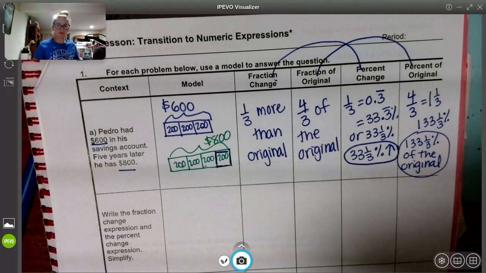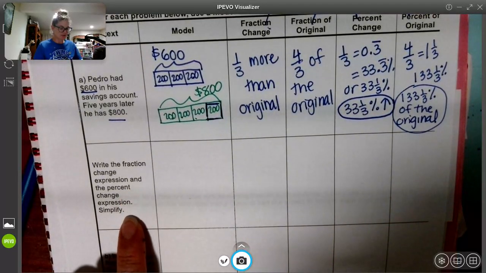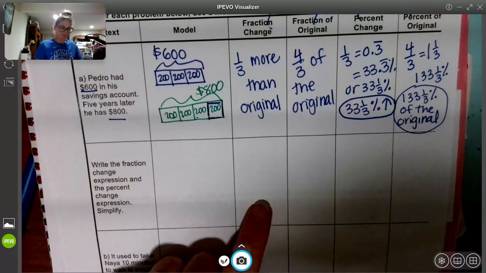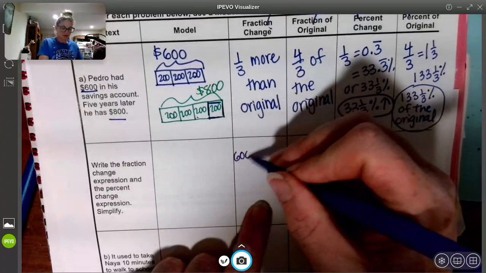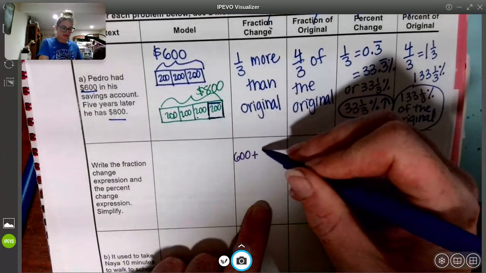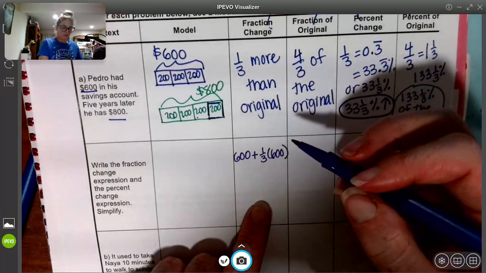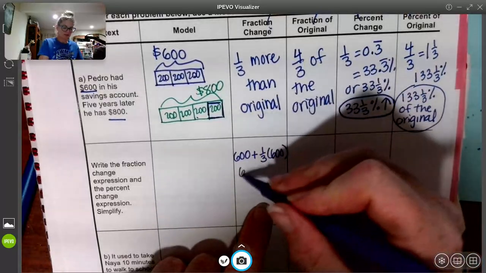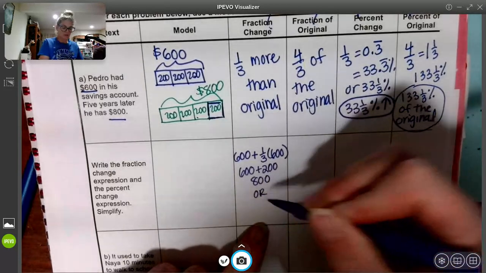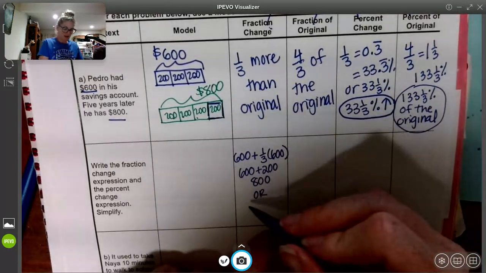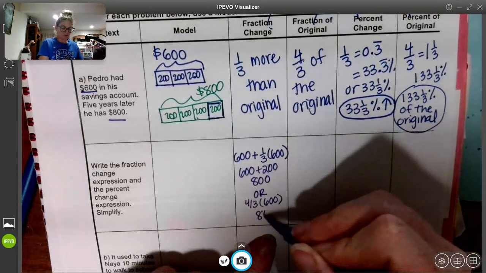And that's going to be important when we look at our number sentences. Because if we write the fraction change expression and percent change expression and simplify, if we have 1/3 more than the original, we're starting with 600 and we're increasing it by 1/3 of 600. This would be 600 plus 200, which gets you 800. Or you can be thinking about it as 4/3 of 600, which also gets you 800.